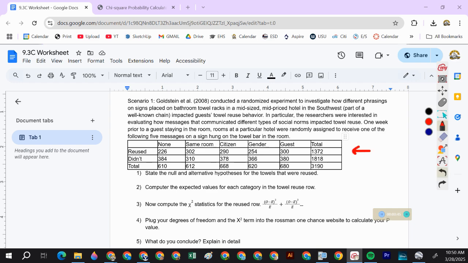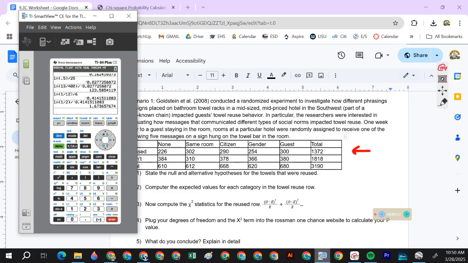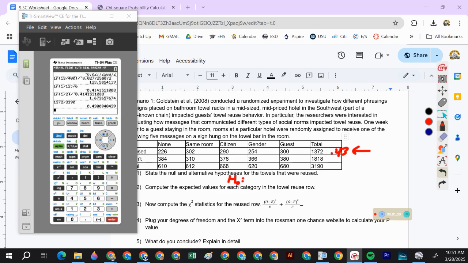And this is one of the chi-squared tests where we're going to assume that everything is even. So I need to find the percentage of the total. So 1372 divided by 3190, and I get 43%. So this right here is 0.43. So the null is going to be H naught says that pi sub n is equal to pi sub s, which is equal to pi sub c, and so on. We're testing to see if all of those percentages are the same.